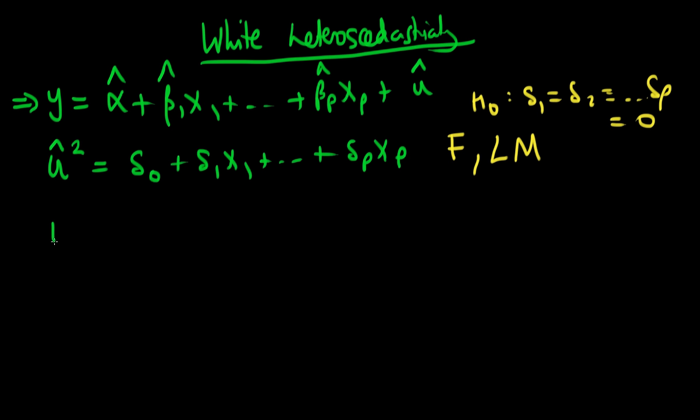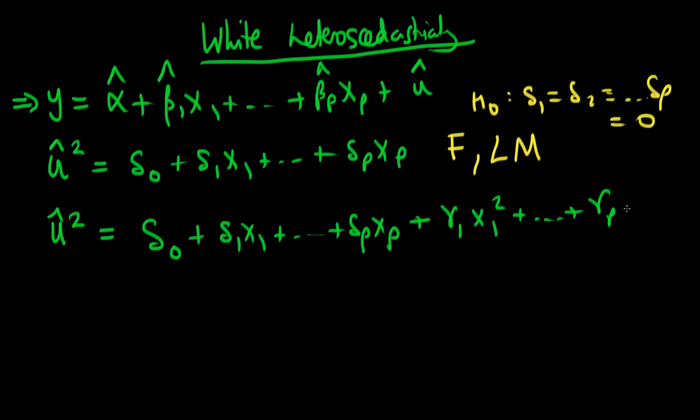A good piece of evidence of a more general form of heteroscedasticity might be if we have our original thing, delta naught plus delta 1 x1, all the way up to delta p xp, and then let's say gamma 1 times x1 squared plus all the way up to gamma p times xp squared, right? And if I have significance of any of these gamma terms now, then that is also evidence of heteroscedasticity. It just doesn't look quite the same as the heteroscedasticity we had before.